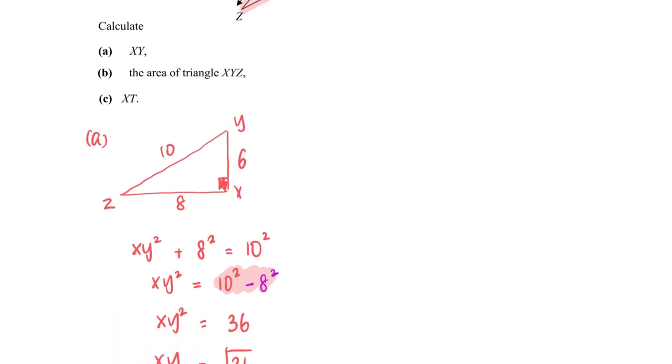Part B. Find the area of triangle XYZ. Now that I know this, I'm going to just simply apply the area formula. This will be my base and this will be my height. So part B is pretty straightforward.